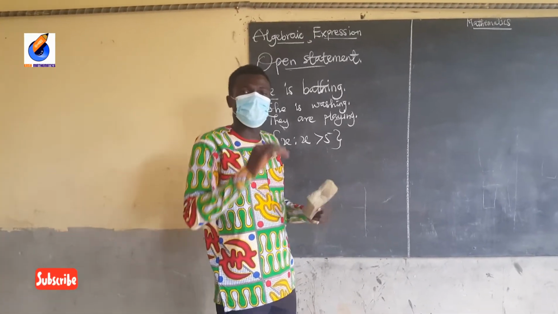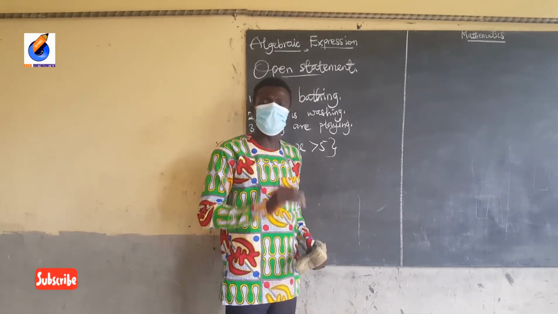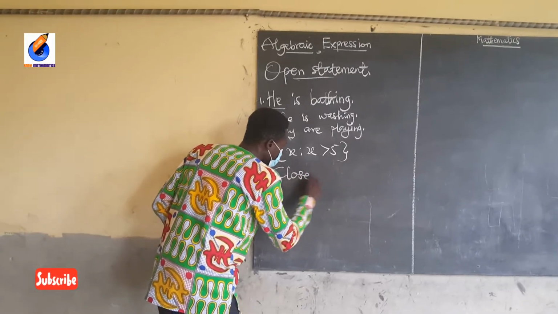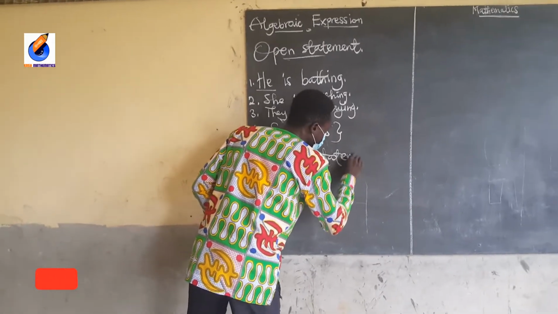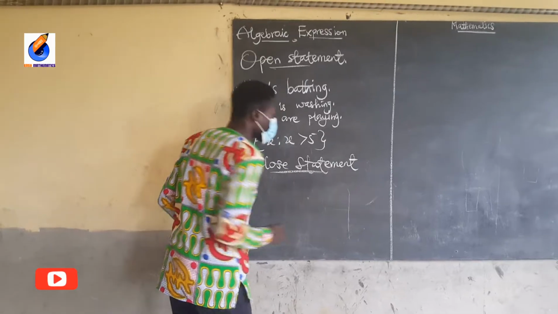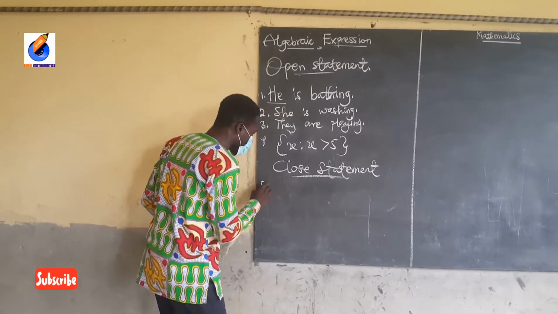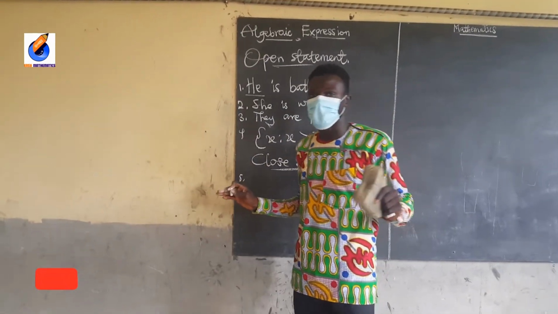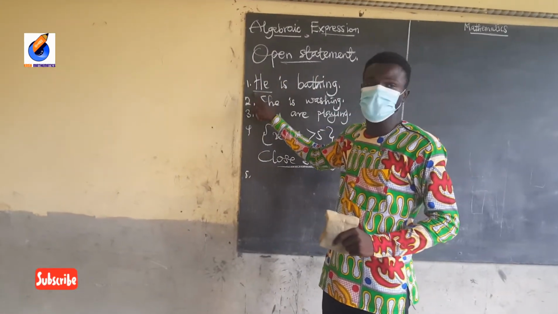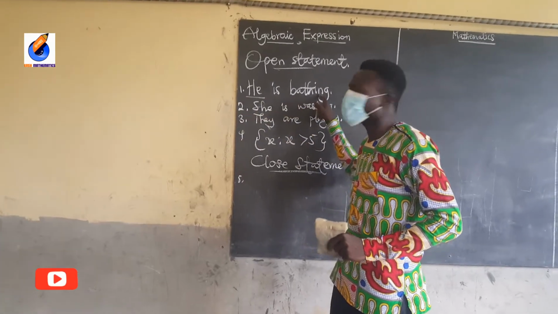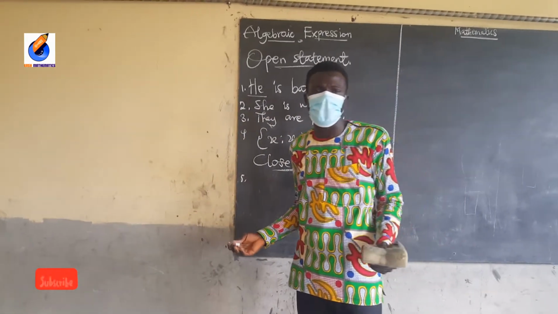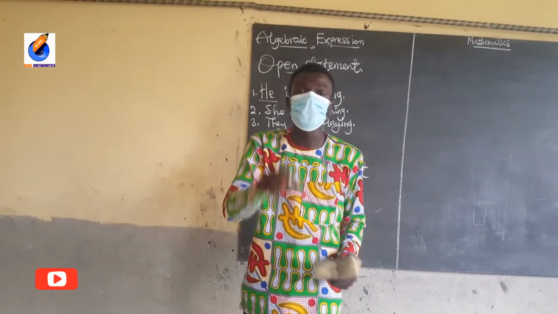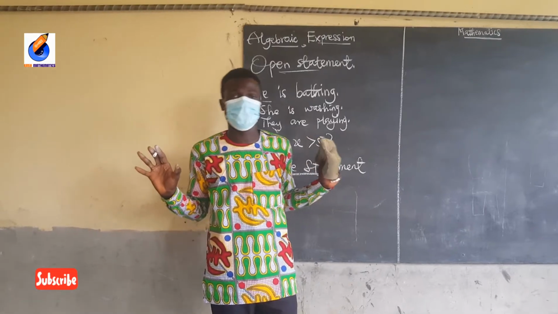But if the variable is known, then we say the statement is closed. So what therefore is a closed statement? A closed statement is the statement whereby the values are known. There are no variables. If you take the number 1 for open statement, he is bathing, we don't know the he who is bathing. But when it comes to the closed statement, the person will be stated, so we'll know the one who the sentence is talking about.